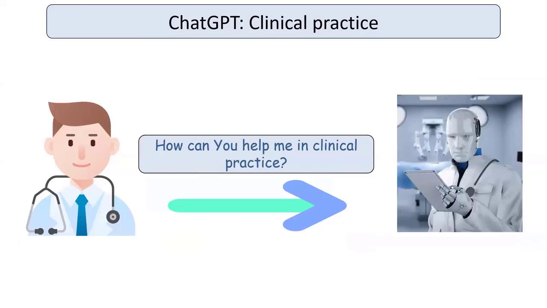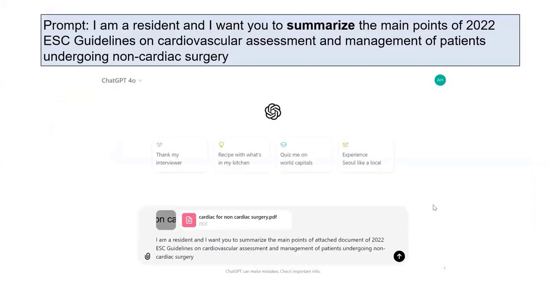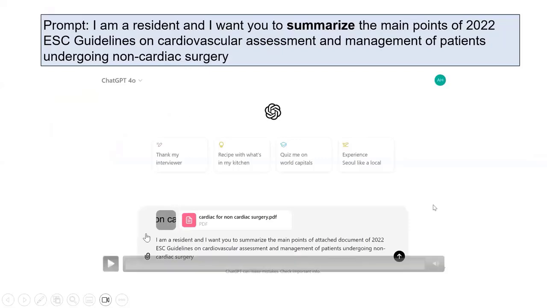How can it help me in clinical practice? There are a lot of things we can use ChatGPT for in our daily clinical practice. First of all, I want you to summarize evidence or best practice. This is one of the ways ChatGPT can help us: summarizing the evidence or the guidelines. For example, I am a resident and I want you to summarize the main points of the 2022 European Society of Cardiology guideline on cardiovascular assessment and management of patients undergoing cardiac surgery.